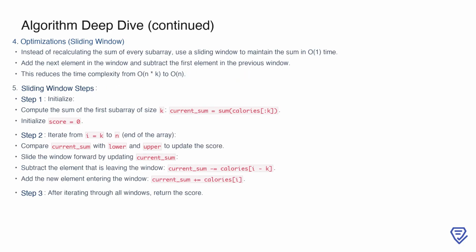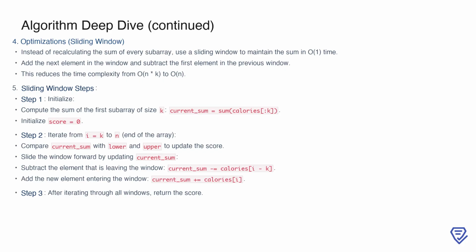To optimize the brute force approach, we can use the sliding window technique. Instead of recalculating the sum for every subarray from scratch, we maintain a rolling sum that updates as the window shifts. This eliminates redundant computations and reduces the time complexity significantly. The process starts by calculating the sum of the first subarray of size k, which we call current_sum. Initialize the score to 0.